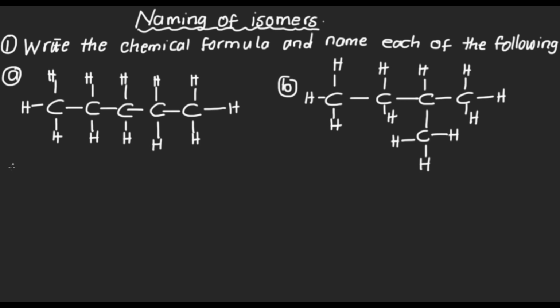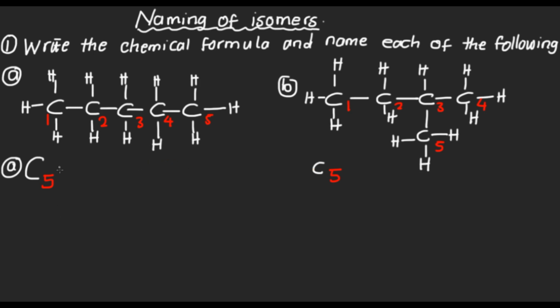So for the first one, I'm going to write C. Then I'm going to count the number of carbon atoms that we have in the first structure. So we have carbon 1, 2, 3, 4, 5. So I can see that we have 5 carbon atoms. Let's check for the other structure. So we'll start with C as well. Let's count the number of carbons. So we have 1, 2, 3, 4, 5. So we also have 5 carbon atoms.